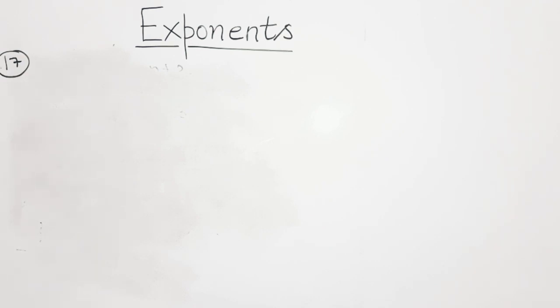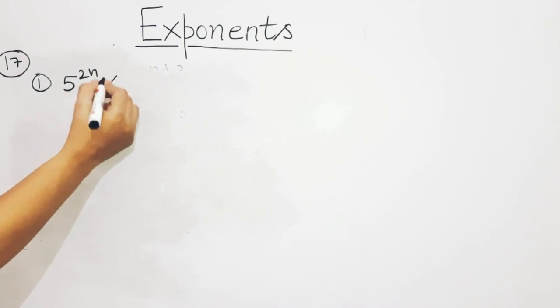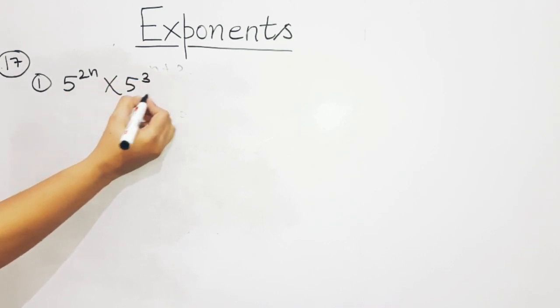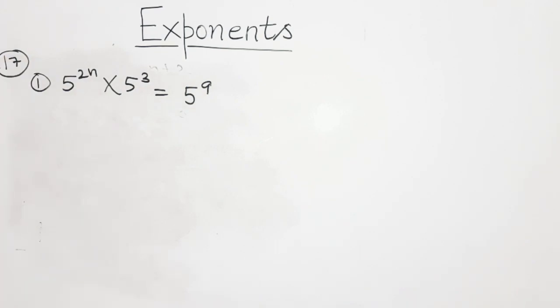Three options are given to us. So how will we proceed? Let's begin with the first option. 5 to the power of 2n multiplied by 5 to the power of 3 is equal to 5 to the power of 9. Now in this type of question, what do you have to do?